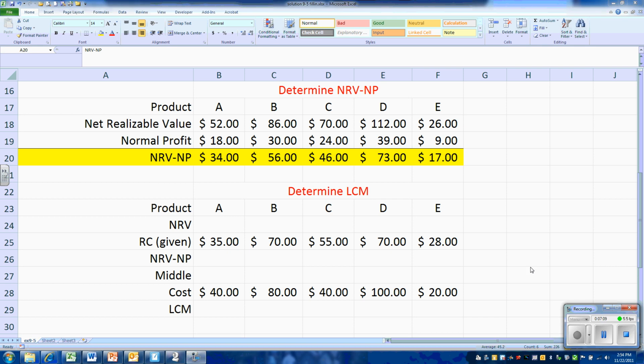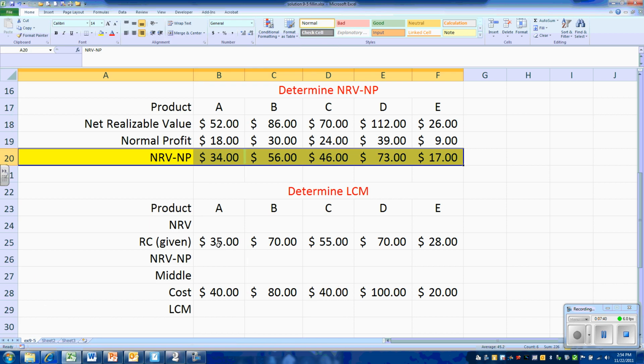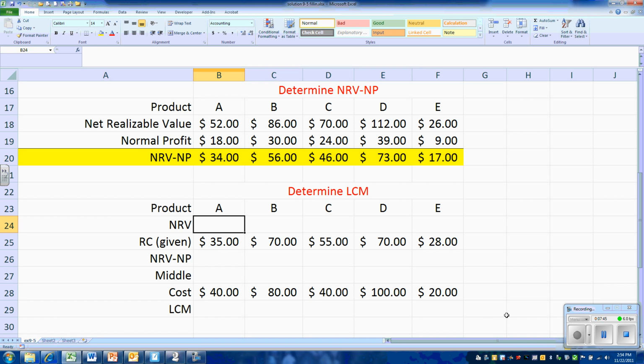Our final section will do the actual LCM analysis. Again, we're going to be looking at the middle amount for three items. The net realizable value that we calculated, the net realizable value minus normal profit that we also calculated, and then the replacement cost. In this problem, replacement cost is given to us, so we'll take those amounts and we'll enter more over for each of our items. And now we'll build our analysis.